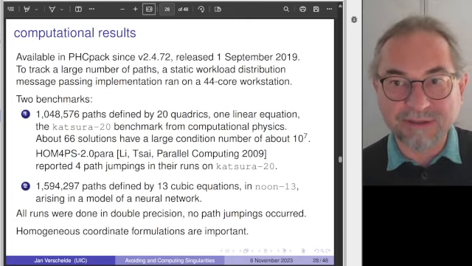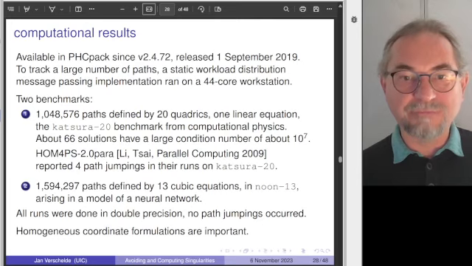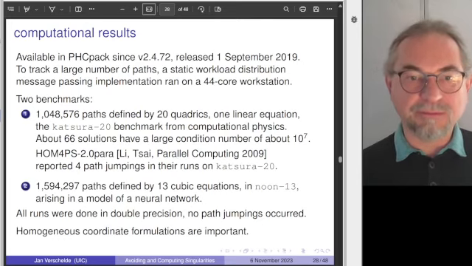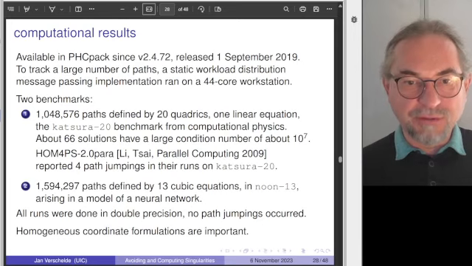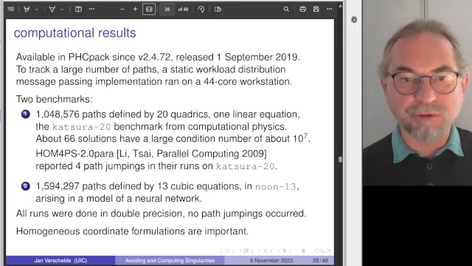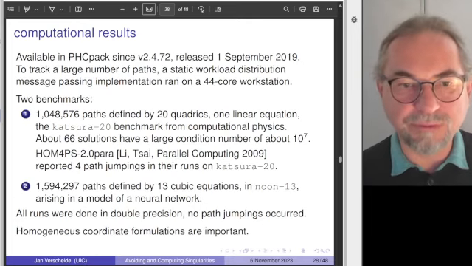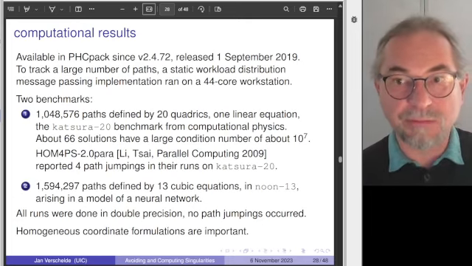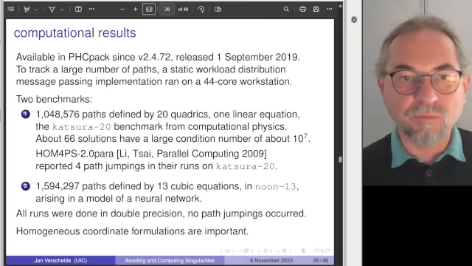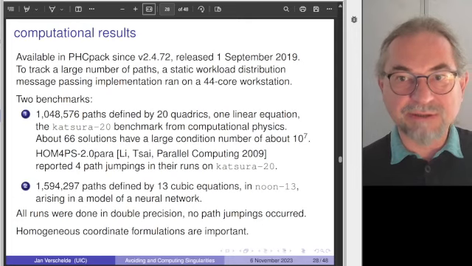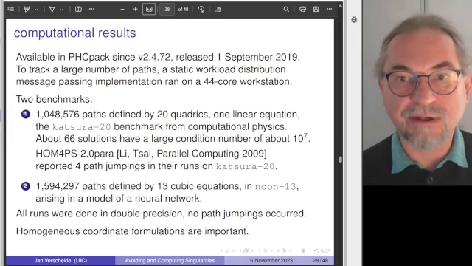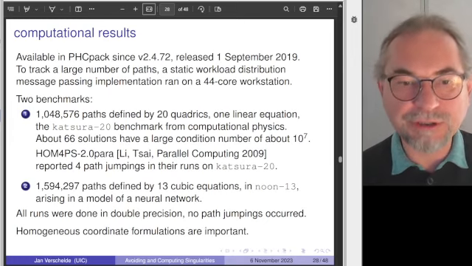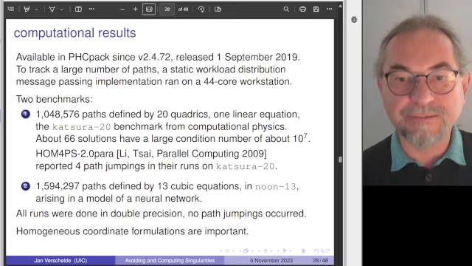So Katsura 20 follows the plain theorem of Bézout. 2 to the power 20 is about a million. If you have 13 cubic equations, you would expect 3 to the power 13, but in this benchmark system, I was using linear product start systems, which is a fancier way of using the theorem of Bézout. But in those very large problems, and for me this was important, one can apply this method, and there is cost overhead, but on a 44-core workstation, it is doable. Homogeneous coordinate formulations were also important here.